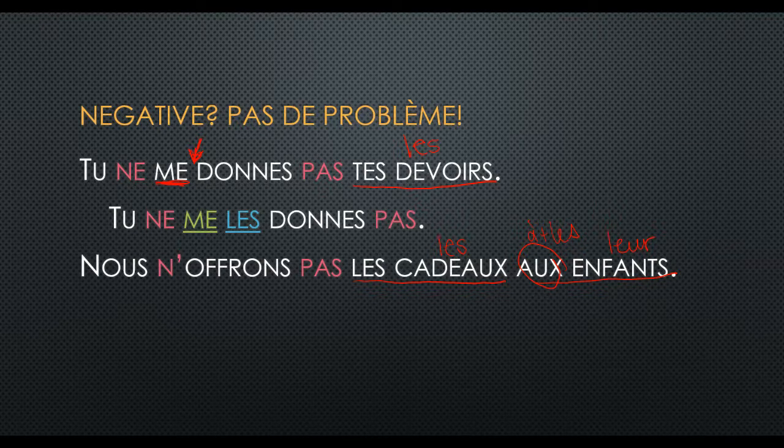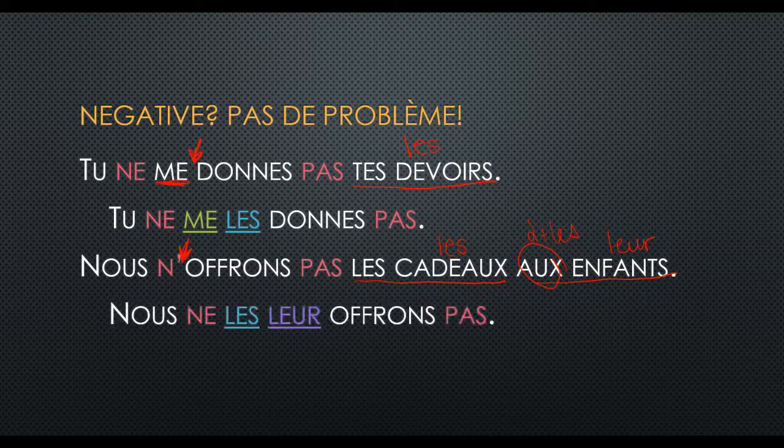Now, where does it go? It goes in front of the verb inside the sandwich. Okay, so we're breaking that apart, and it's going to become nous ne les for the gifts, leur for the children, offrons pas. Nous ne les leur offrons pas.